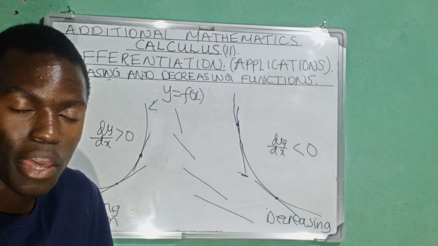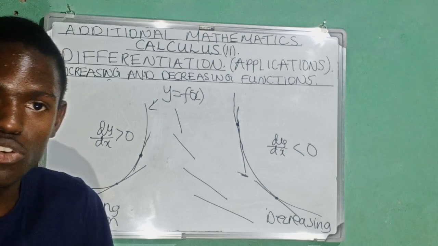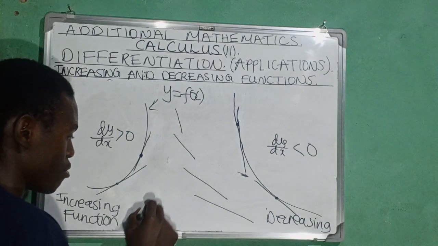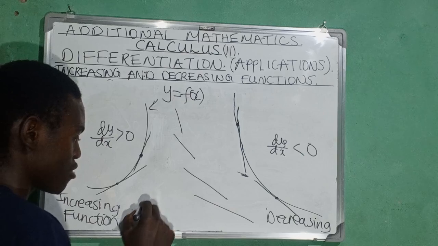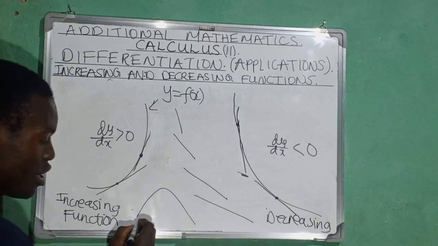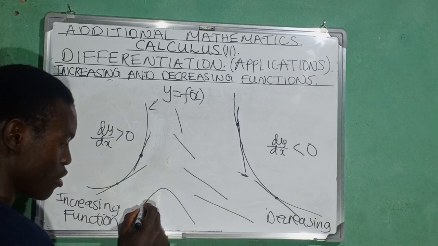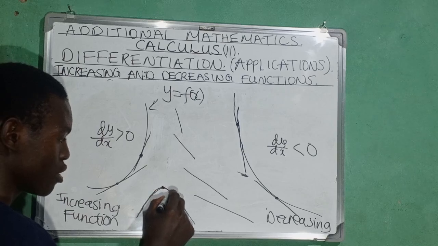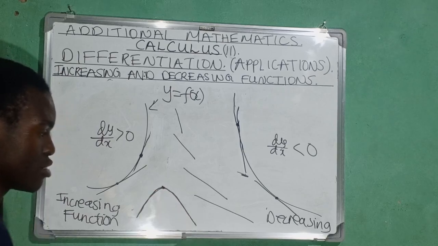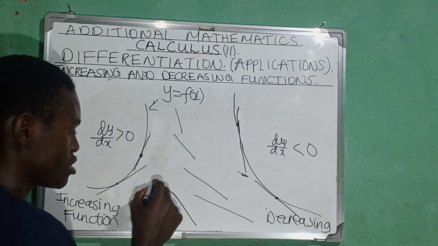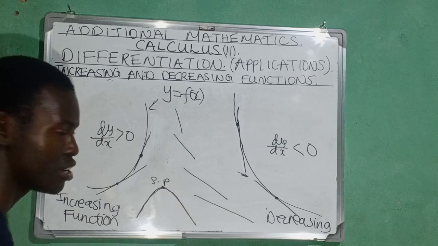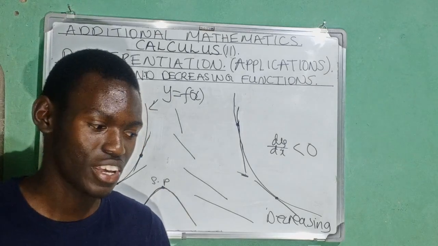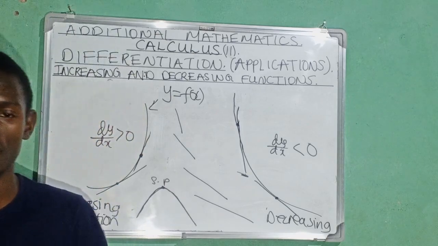But we have a point where dy/dx is equal to 0. For example, this is a curve like this. Here, it is increasing if you follow it very well. Then it reaches a particular point where it will stop, and then start decreasing. This point is called a stationary point. A stationary point is a point where dy/dx is equal to 0. I hope what I've said is clear.